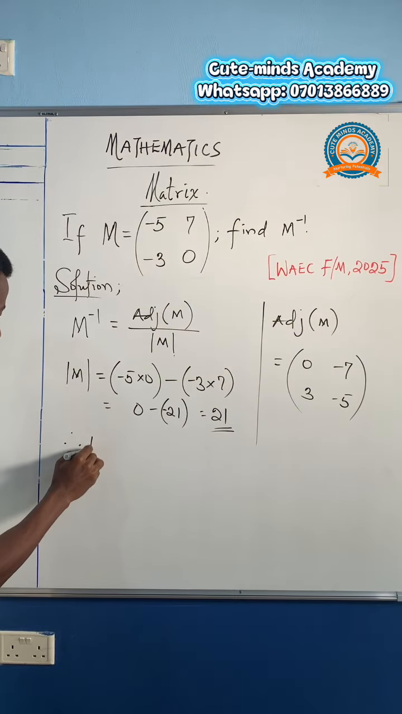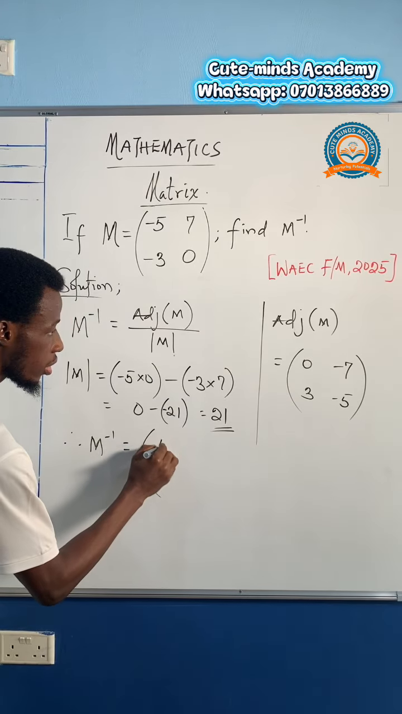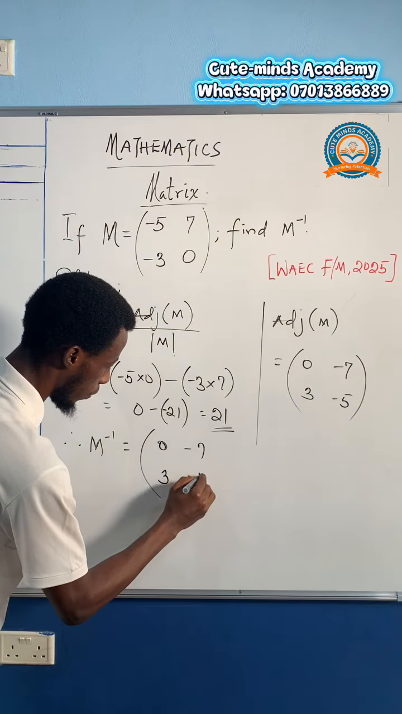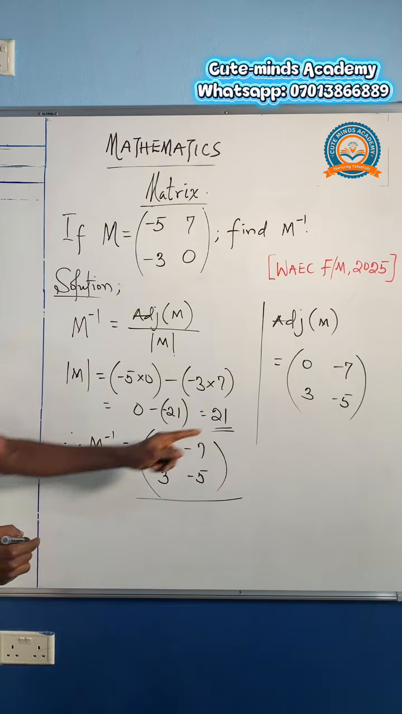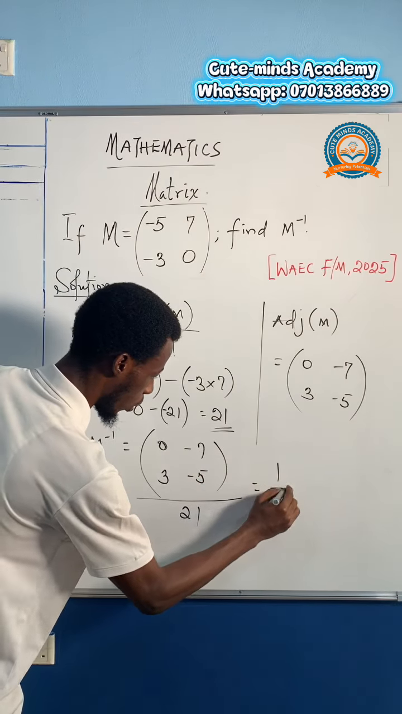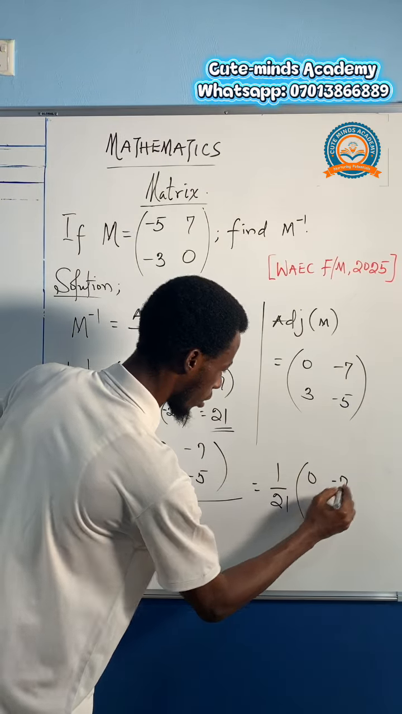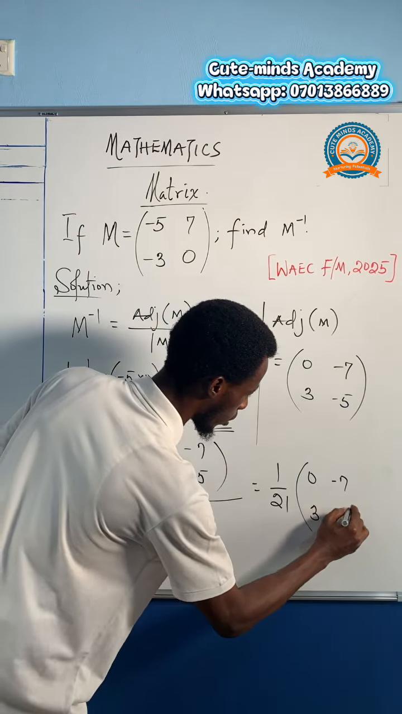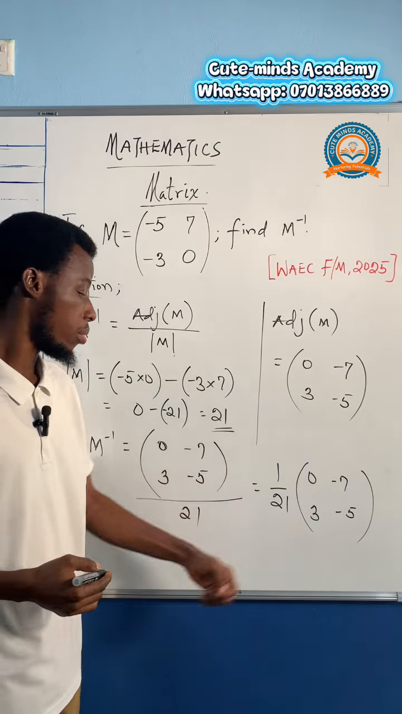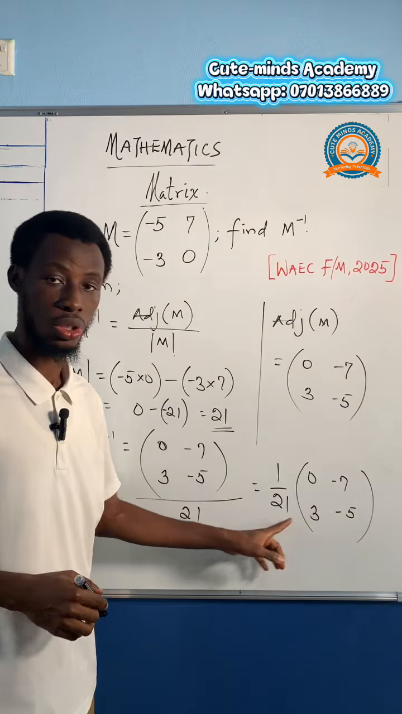So we can say that the inverse of matrix M is the adjoint, which is this matrix, 0, minus 7, then 3, and negative 5, all divided by the determinant, which is 21. So we can express this as 1 over 21 multiplied by this matrix, which is 0, minus 7, 3 and minus 5. We can leave the result this way, or many times you could be asked to simplify further by doing the scalar multiplication.